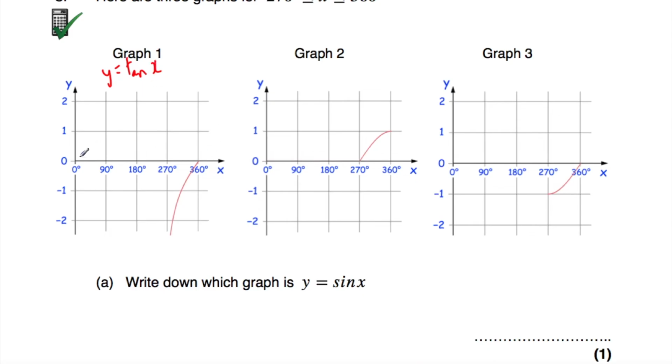And actually, if we sketch the rest of the graph, what would it look like? It would go up like so. We'd have an asymptote there at 90 degrees. It would come up, it would cross at 180 degrees and go up again, with another asymptote there at 270 and so on. So that's the tan graph.